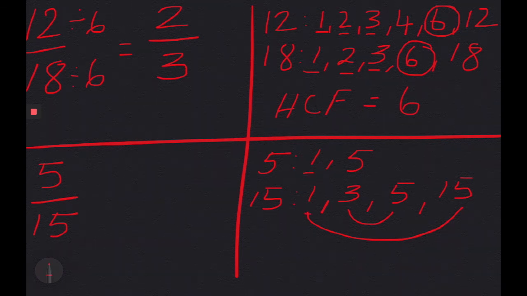So 1 is the same, we know, but 5 seems to be the highest common factor in this case, because you cannot have 3 because it's not part of the factors of 5. So the highest common factor is 5.